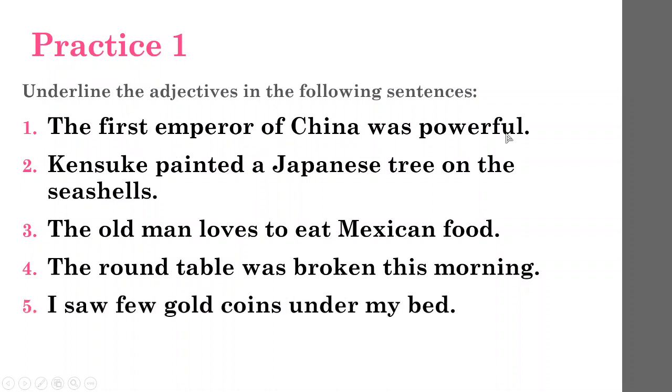The first emperor of China was powerful. Kensuke painted the Japanese tree on the seashells. The old man loves to eat Mexican food. The round table was broken this morning. I saw few gold coins under my bed. So these 5 sentences, please find underlined adjectives. So pause this video and copy and answer right now.